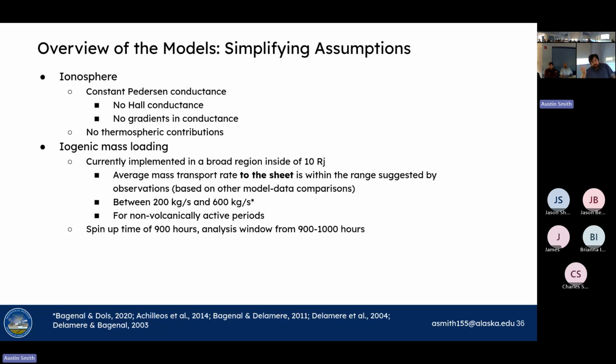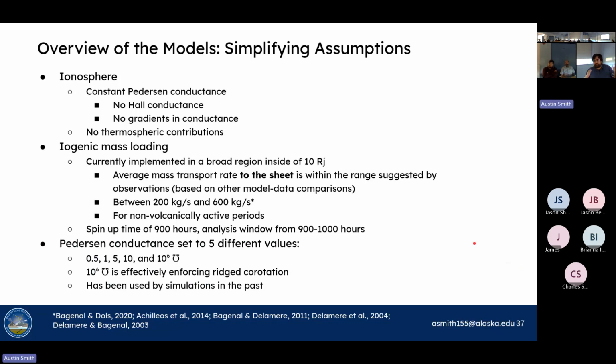And for these runs, there's a spin-up time of about 900 hours, which is effectively the refilling rate of the Io plasma torus. And then the analysis window is from 900 to 1,000 hours, which is 10 rotation periods of Jupiter.